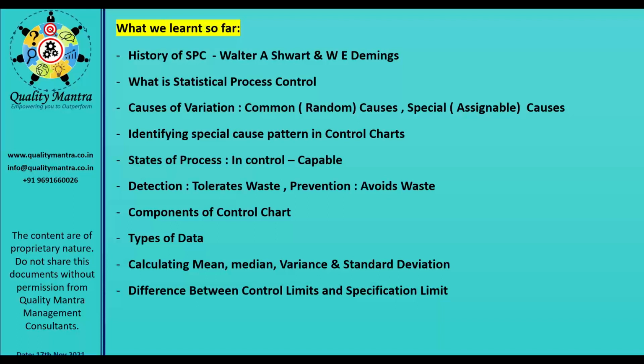Then we have seen the various states of process, that is in control, capable. The process first needs to be brought to the state of statistical control, and then you need to make it capable. Means assess the capability and take the action to control the variation, reduce the variation, and thus improve the capability. We have seen that detection tolerates waste, whereas prevention avoids the waste. That's why our focus should be on the process, on making the process robust rather than just focusing on the detection or testing.